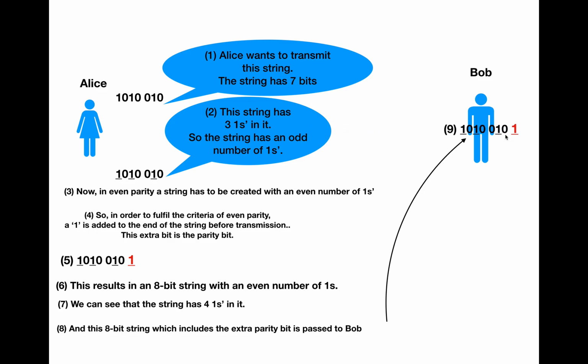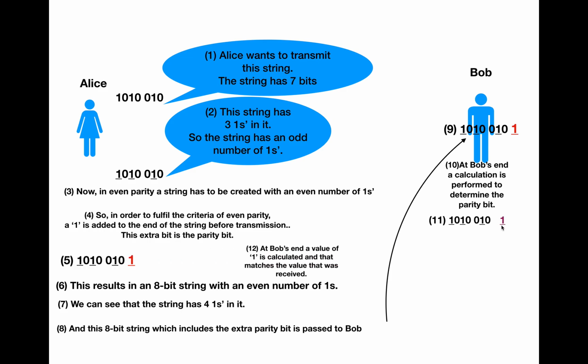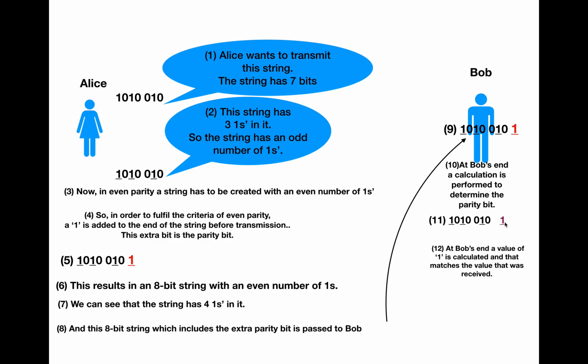So now, this 8-bit string, which includes this extra parity bit, is passed to Bob. And here it is, the string with Bob, with the extra parity bit. And at Bob's end, he makes a calculation to determine the parity bit. And he has calculated that the parity bit will be 1. And this 1 here matches the 1 that Bob received. So we will say that the string was correctly transmitted. So the parity bit is helping us to determine whether the string sent by Alice was correctly transmitted.